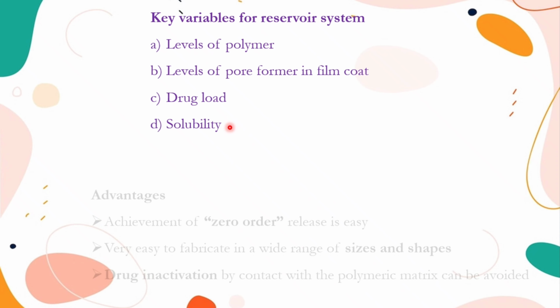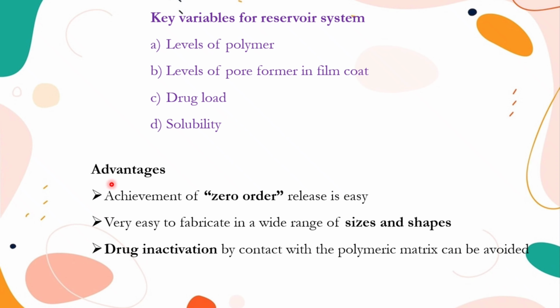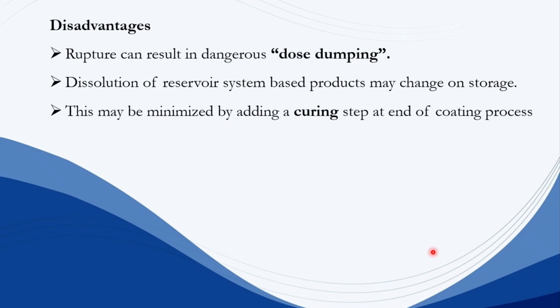The advantages of a micro-reservoir system include: achievement of zero-order release is easy. Very easy to fabricate in a wide range of sizes and shapes. And drug inactivation by contact with the polymeric matrix can be avoided. The main disadvantages are the dangerous dose dumping. The solution behavior of reservoir system-based products may change on storage. This may be minimized by adding a curing step at the end of the coating process.